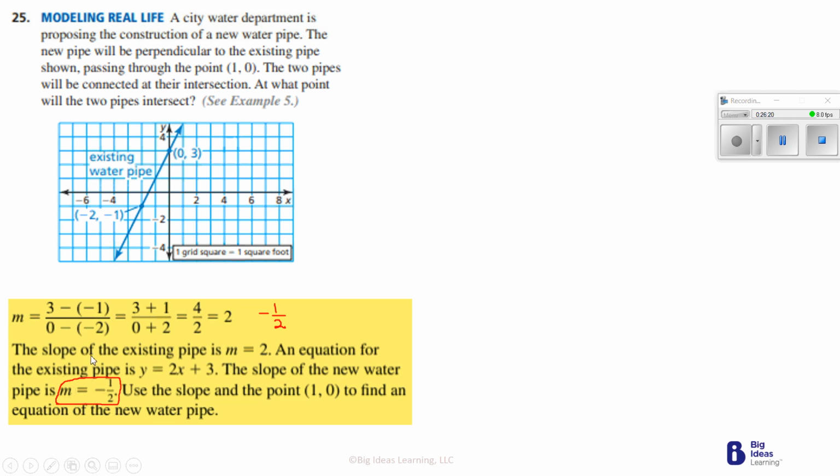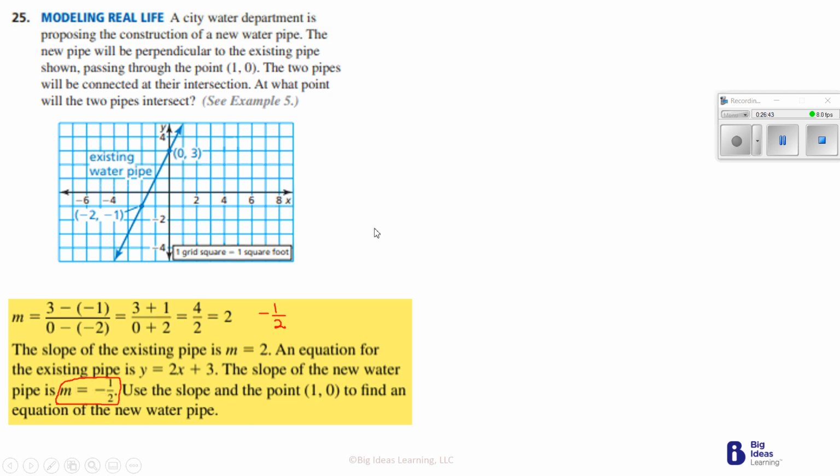So let's see. The slope of the existing pipe is 2. An equation for the existing pipe is y equals 2x plus 3, right? Because it is crossing through 3. And then the slope of the new water pipe is going to be negative 1 over 2. We use the slope and the point 1 and 0 to find the new equation.